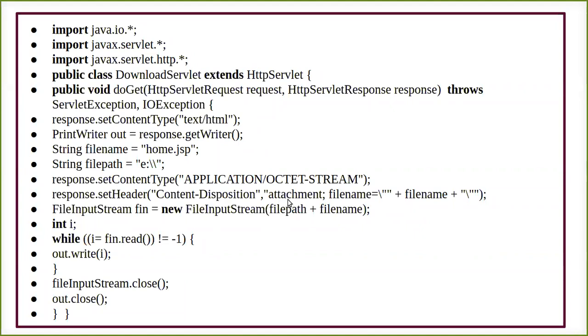Now I have written attachment over here. That means I want a direct download whenever the link is clicked. Then we have a parameter and a value. This value is this variable. I'm calling the file home.jsp, and this parameter name you can give anything if you get confused between these two.